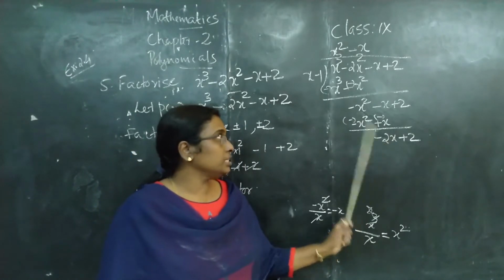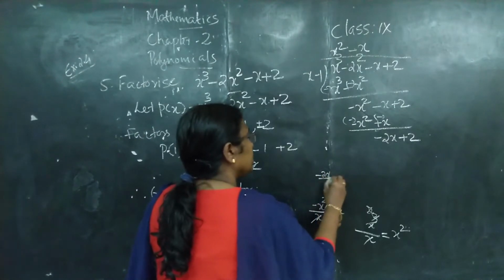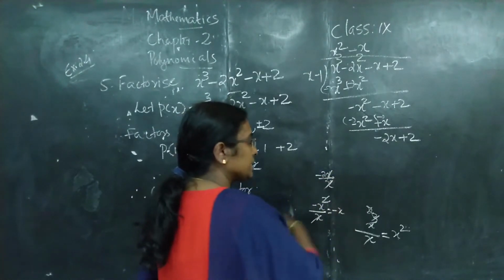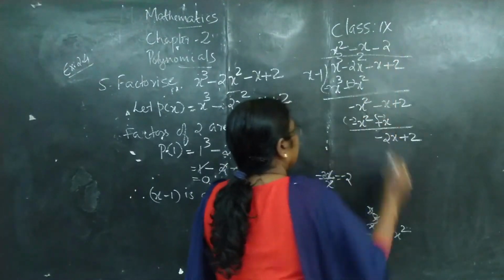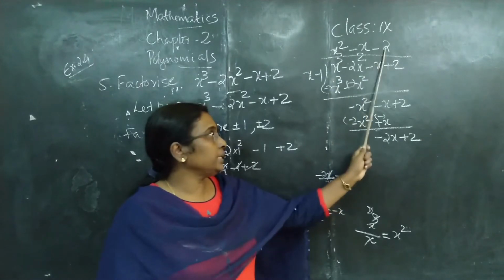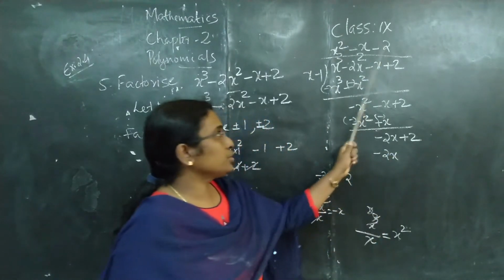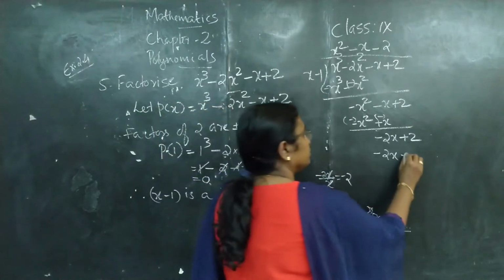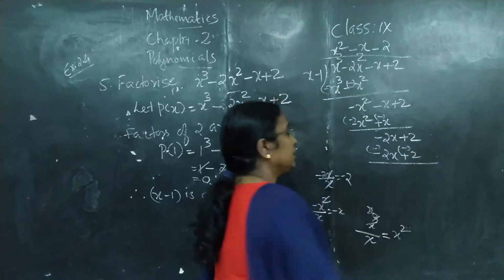So divide minus 2x by x. X and x get cancelled, minus 2. So write minus 2 here. Then multiply minus 2 with x minus 1. Minus 2 into x is minus 2x. Minus 2 into minus 1 is plus 2. Then subtract. Minus, minus, then add.